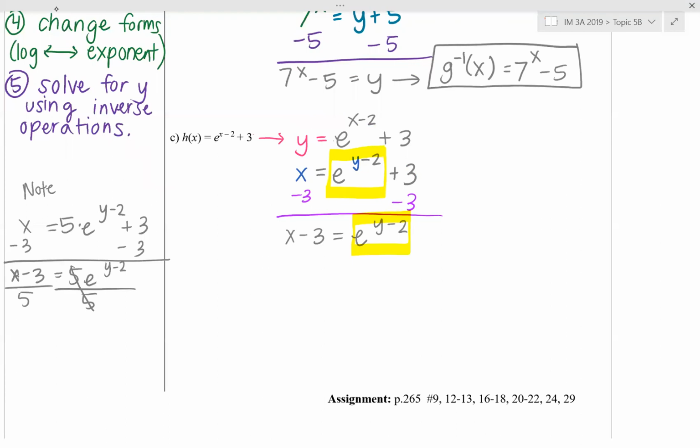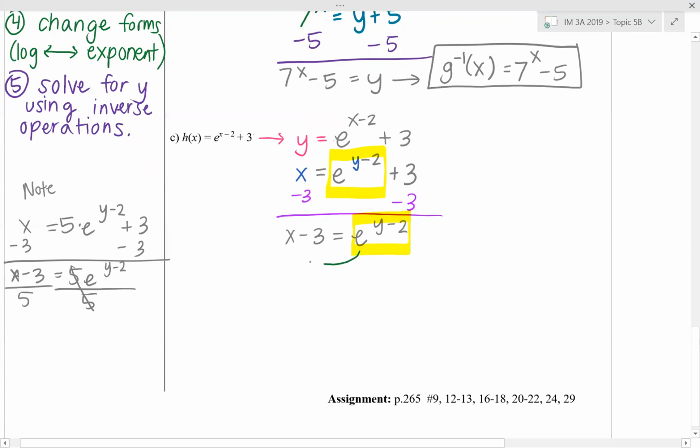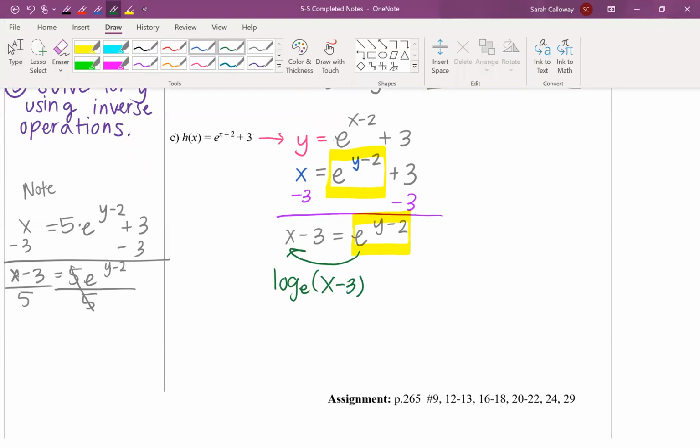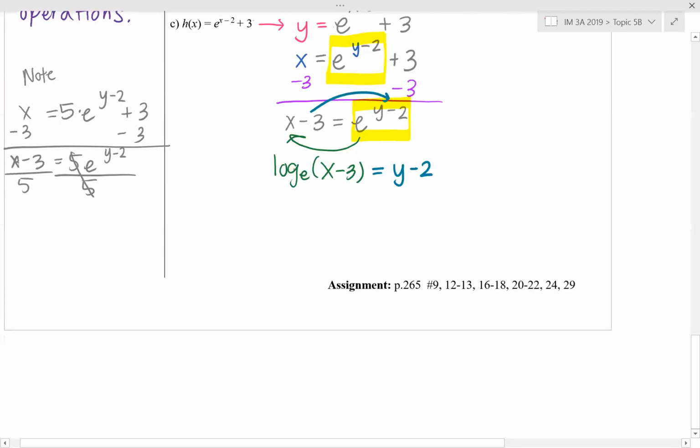So since I have a base of e, I'm going to start there. So I'm going to do log base e of x minus 3 equals the exponent, y minus 2. Remember that log base e is the natural log. So that means that this is really ln of x minus 3 equals y minus 2. So don't forget to simplify the natural log or the common log.